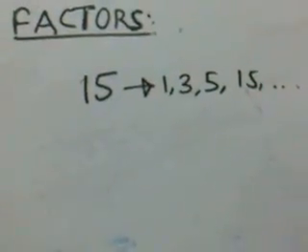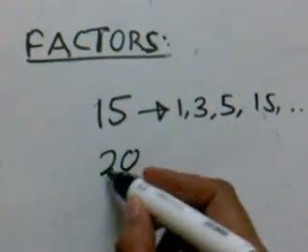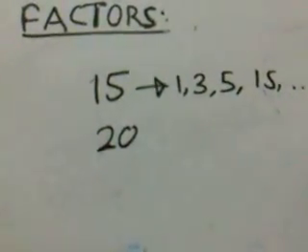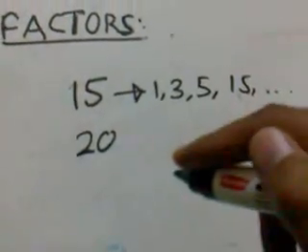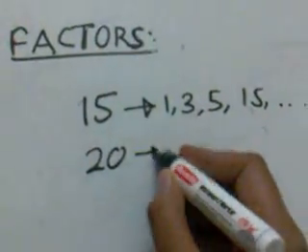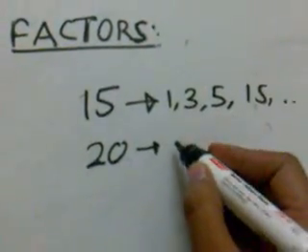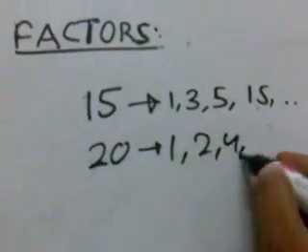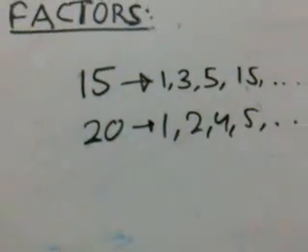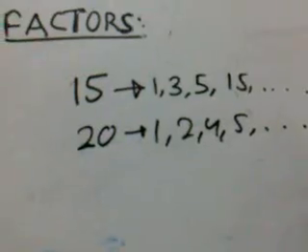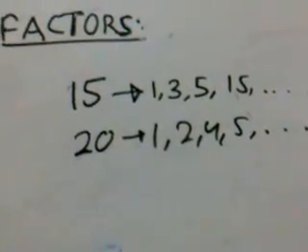Now let's look at another example. Suppose we have a number 20. What are the factors of 20? Again we will have to look for all the numbers that can divide 20 with remainder 0. Actually, when we say divide, we mean the remainder is 0. So again we have 1, 2, 4, 5, and so on. So a number can have many factors. This is what a factor is.